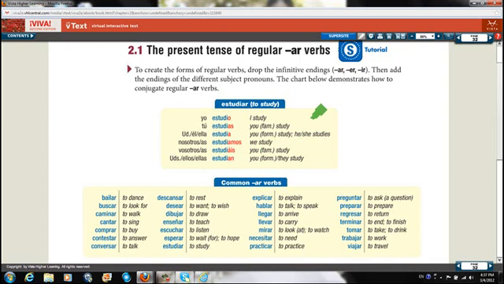So in order to conjugate an AR verb, here's how we do it. We drop the infinitive ending. In other words, we drop the AR.